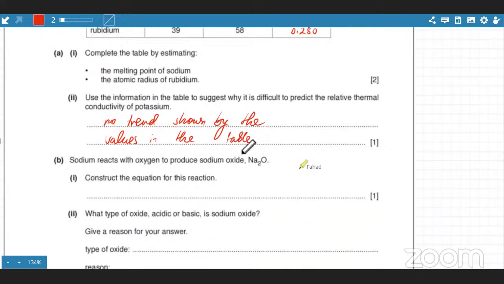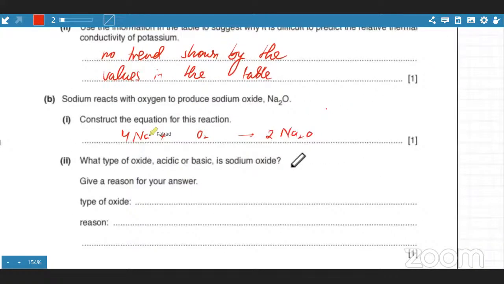Next one is sodium reacts with oxygen to produce sodium oxide. So they've pretty much given all the information. Sodium reacts with oxygen. Remember, oxygen is diatomic, so it's going to be Na2O. Double this because there are two oxygens over here, so there would be 4 sodium. So now this equation is correct. What type of oxide, acidic or basic? It's a metal oxide. Metal oxides are always, and it's a group 1 metal oxide, those are the strongest bases. So metal oxides are basic. And the reason? Because it's a metal oxide.